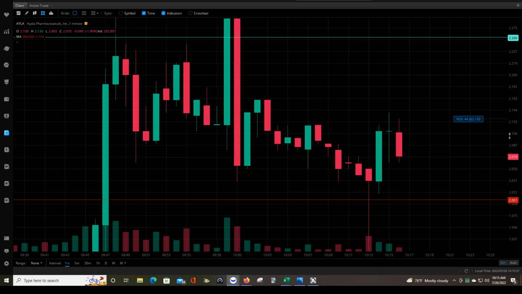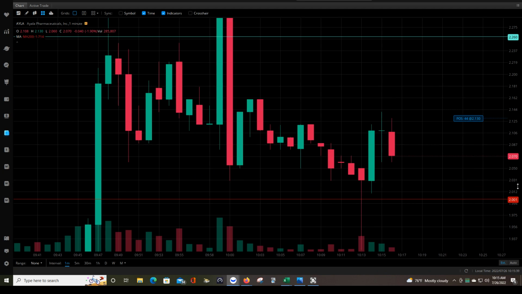So right now I have my hand on my hotkeys to get out of this trade just in case it hits that stop loss, that $2 stop loss level. And if it does, I'm going to execute it and we'll see how quickly we get out of this trade.